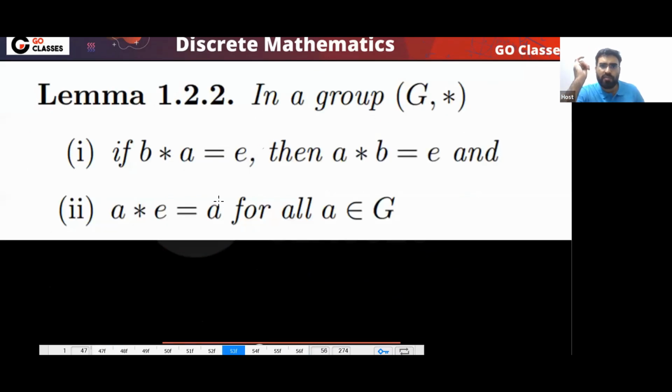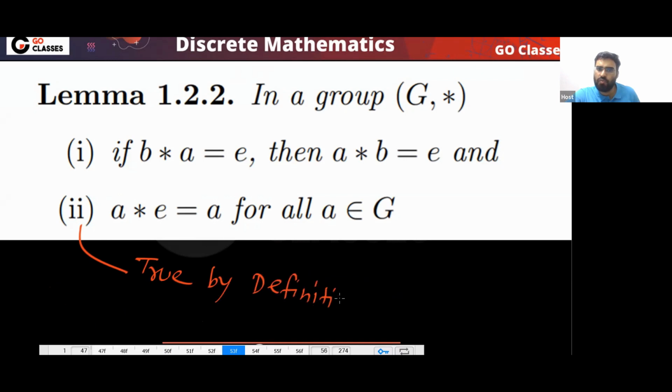Now let's see this one. Which statement is correct? Is this second statement correct? A equal to A. Yes, this is true by definition of identity element. By definition of identity element, this will always happen.